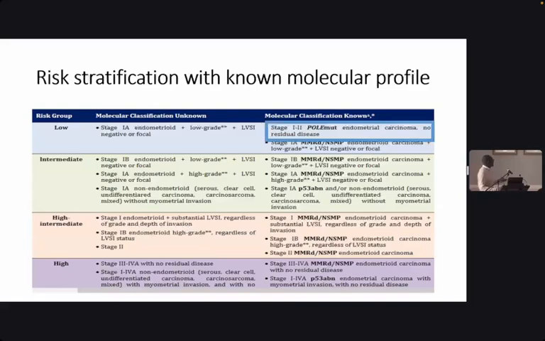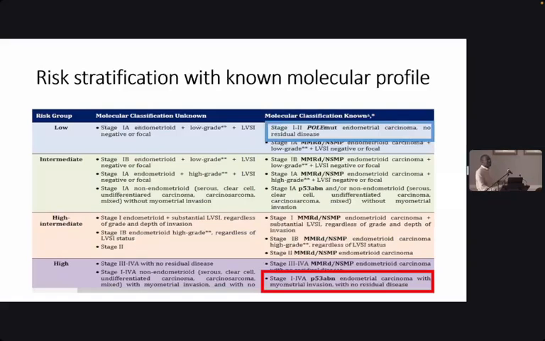And also in that regard, patients who have abnormal P53, even though they were here as low risk and stage one, the moment they have P53 abnormal with any myometrial invasion, they automatically become high risk.